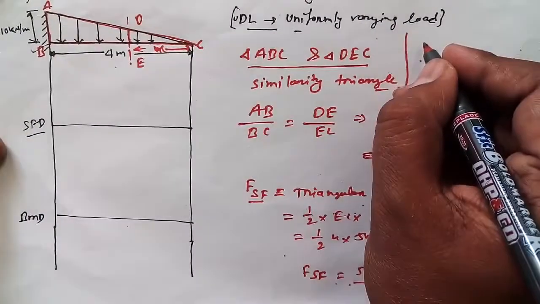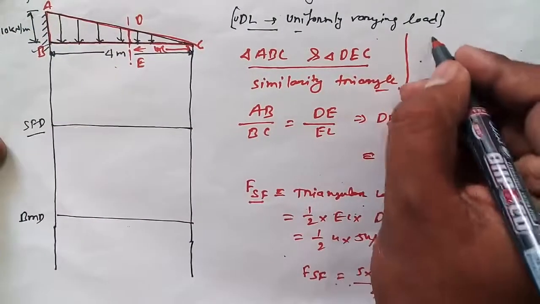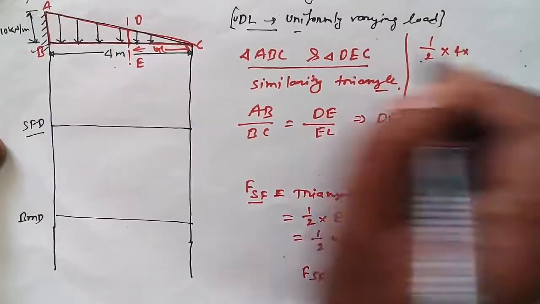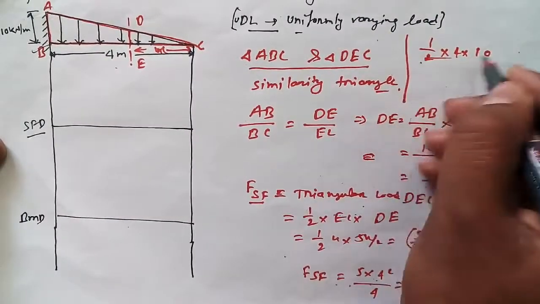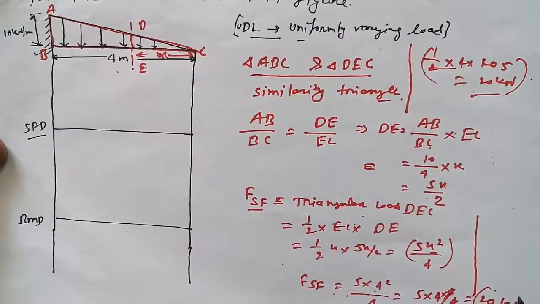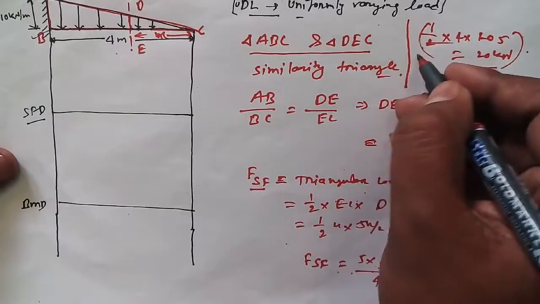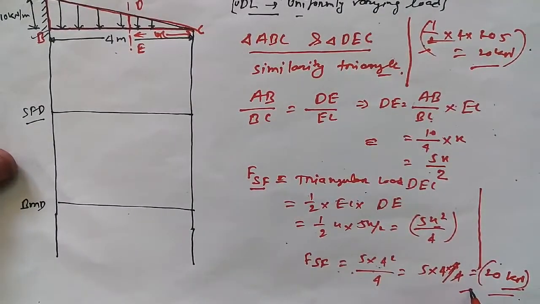Okay, so how can we find it? You know the formula for the area of a triangle: half, base is 4, height is 10, so 5 times 4 is equal to 20 kilonewton. And here we also got 20 kilonewton. So this is the shortcut method, and the earlier one is the long method I have shared with you.